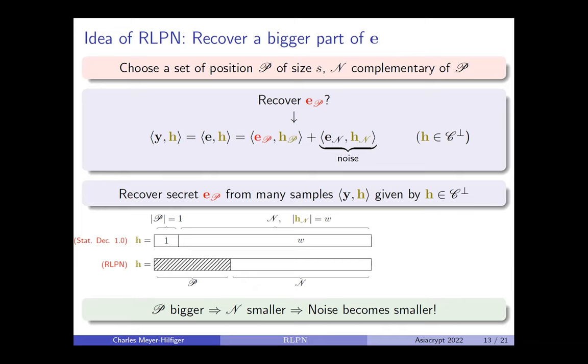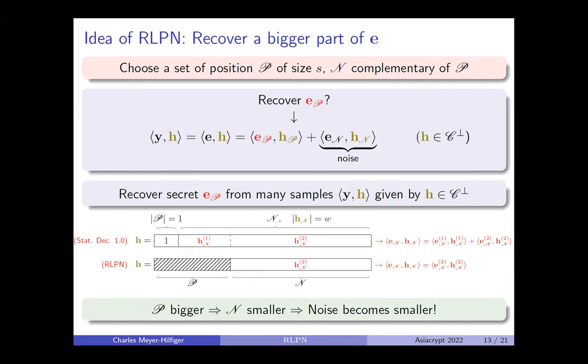So in the next slide, I'm going to try to give a small intuition on why it is true. So here, for example, let's consider statistical decoding 1.0. Suppose you have a parity check of weight W on N. So H is of weight W on this part. You can split HN in two parts, HN1 here, and HN2 here. And thus, EN dot product HN, I recall to you that this is a noise term. I want it as small as possible. EN dot product HN is equal to HN1 dot product EN1 plus EN2 dot product HN2.